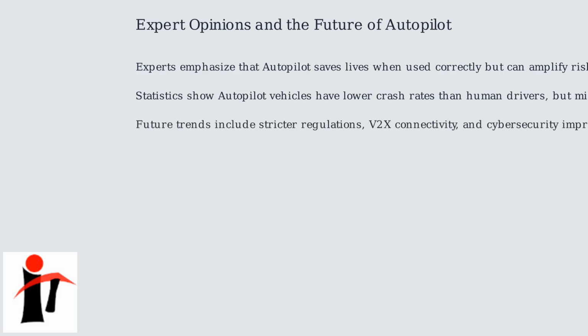Looking ahead, trends point towards stricter regulatory oversight with the EU's AI Act and US uniform standards. Tesla aims for level 4-5 autonomy by 2027-2029, integrating V2X communication, but cybersecurity and ethical AI biases remain challenges.